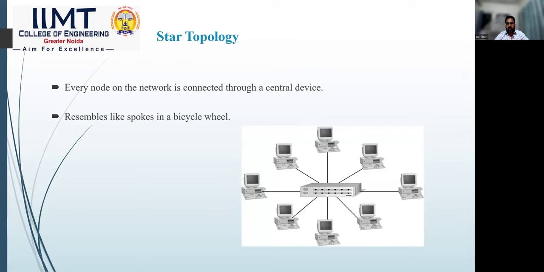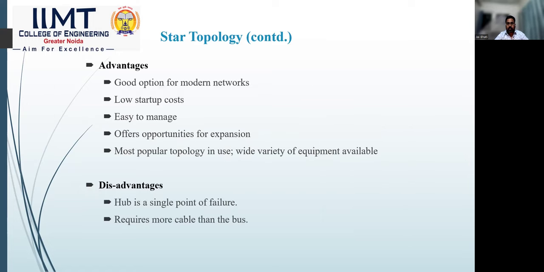The third one is the star topology. It is a very simple topology where every node on the network is connected to each other through a central hub. It resembles the spokes of a bicycle wheel. It has so many advantages that it is used for modern networks at a very large scale. It has low startup cost and is very easy to manage. The star topology also offers opportunities for expansion in an easy manner. It is the most popular topology, with a wide variety of equipment available.